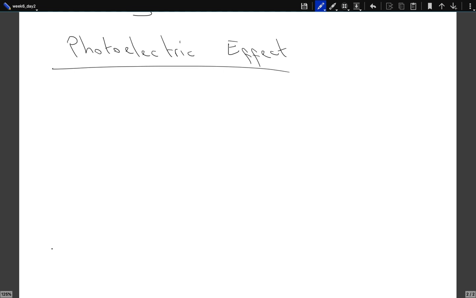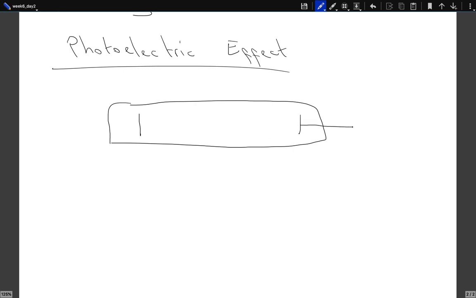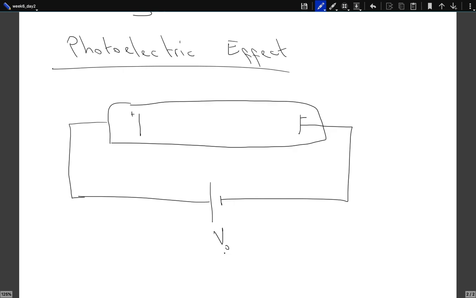Okay, now photoelectric effect. This is the experiment we are doing. We basically have a vacuum tube. On one side we have some metal, on the other side we have another metal. We apply a potential difference so that this side is negative and this side is slightly positive, and let's call the potential difference V0. In the experiment, we are dropping some light on this metal.